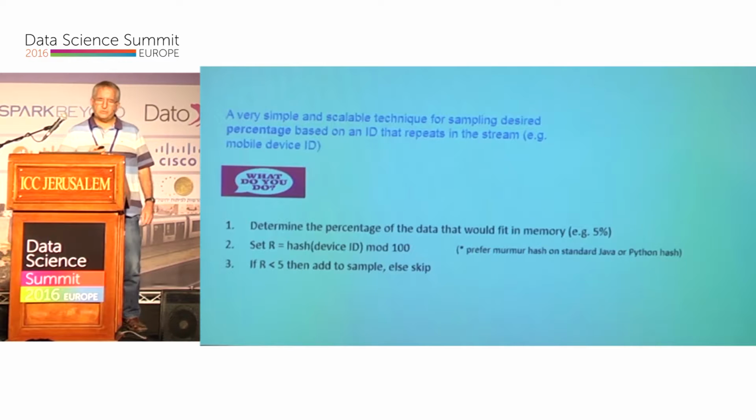So what you actually do is you can take a hash of the ID, and then take a modulo 100 of the hash, for instance, if you need 5%. If the value that you get is less than 5, then it should be in the sample, and then you pass the event. Otherwise, you can ignore the event.